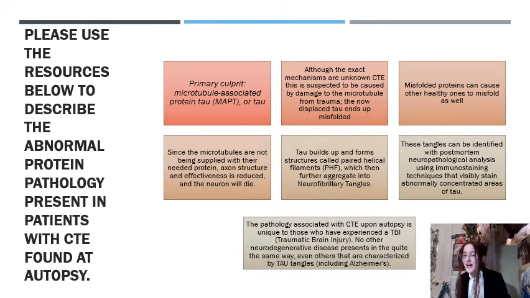Misfolded proteins have a prion-like mechanism that causes other healthy proteins in the cell to misfold as well. Since the microtubules are not being supplied with their needed protein, the cell will die from not being able to support itself. These tau misfolds have properties that allow them to aggregate together into paired helical filaments, which then further aggregate into neurofibrillary tangles. These tangles can be identified with post-mortem neuropathological analysis using immunostaining techniques that allow pathologists to literally see these hyperconcentrated areas of tau in the brain.